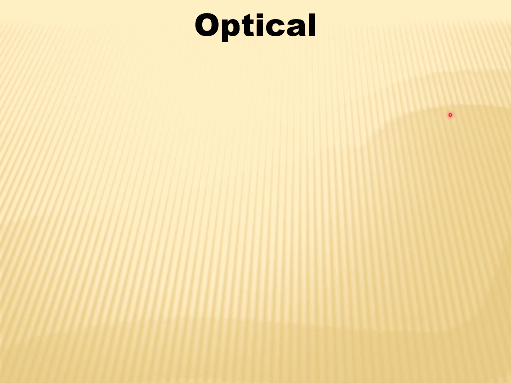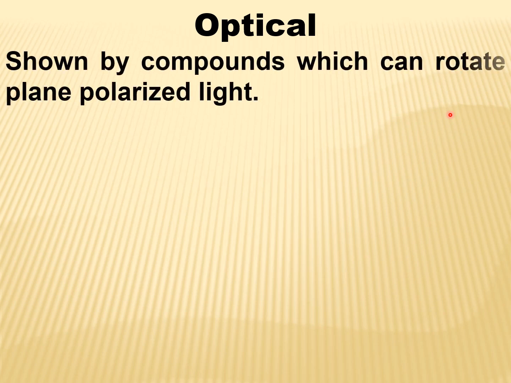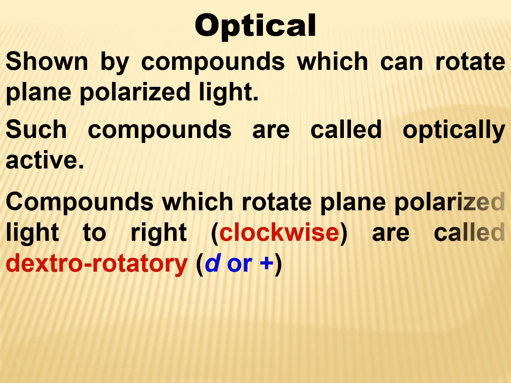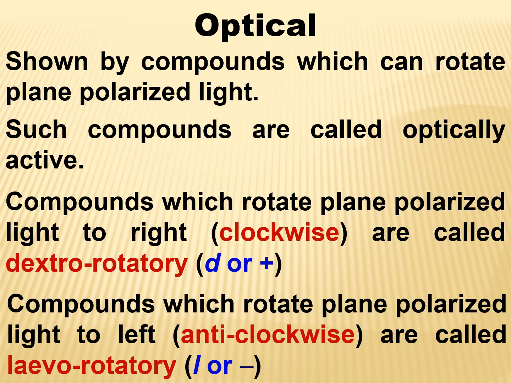Optical isomerism. We have seen earlier that optical isomers are those which can rotate plane polarized light. We have seen what plane polarized light is: light which is polarized, or which has vibrations in only one plane. Such compounds are called optically active. Compounds which rotate the plane polarized light to the right are called dextrorotatory.